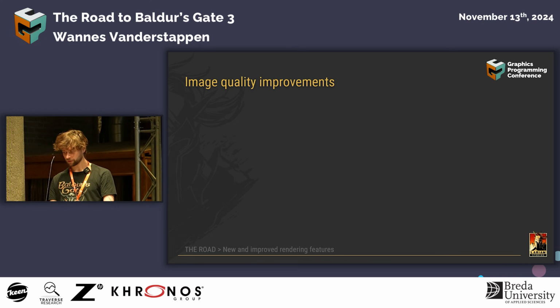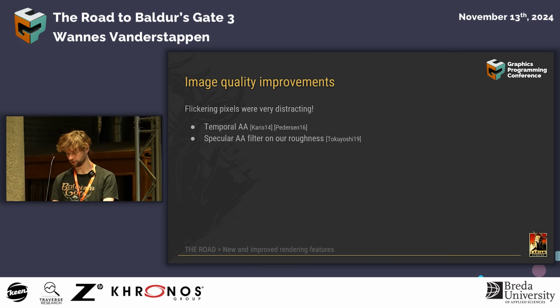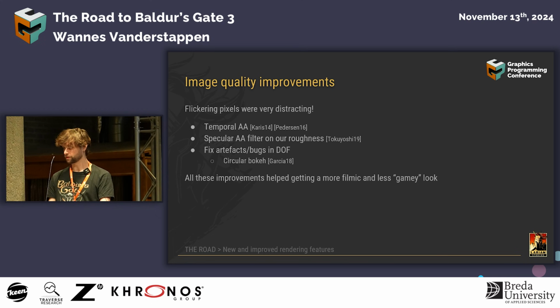Some more image quality improvements we made. So we noticed very quickly when trying to do the first cinematics that flickering pixels were very annoying and distracting. So we added temporal AA. We also added specular AA on our roughness. And we also fixed some artifacts and bugs in our depth of field. And we also, at the same time, bumped the quality a bit by adding a circular bokeh implementation. And all these improvements helped in getting a more filmic look and less gamey look.